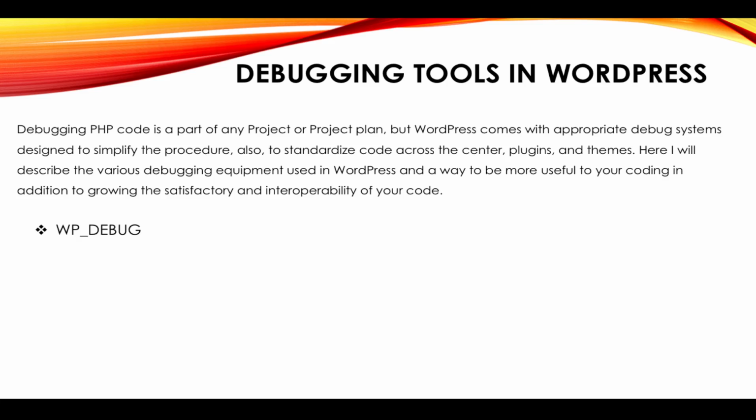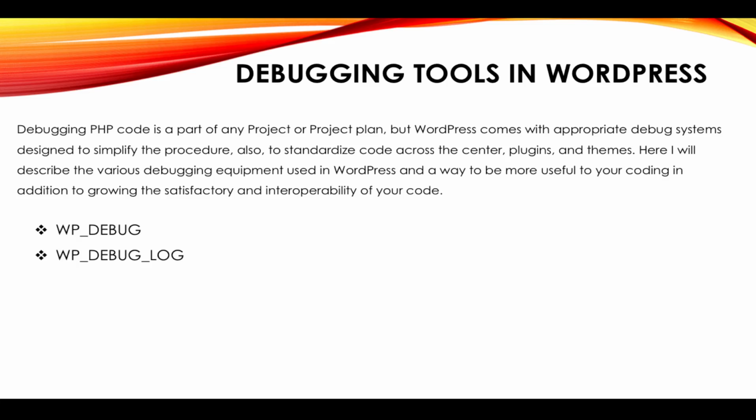So you can define it true or false. By default, it is false, so you don't see any warning, error, notice, or deprecation information. The second is WP Debug Log. Compared to WP Debug, this is more secure for developers because you can use this code on your live server as well.